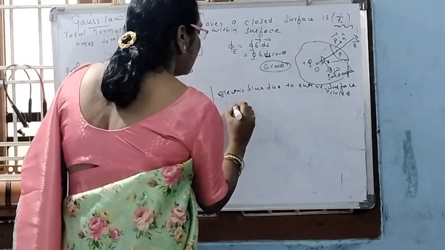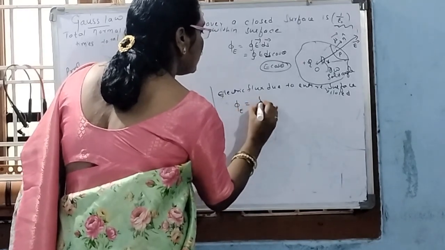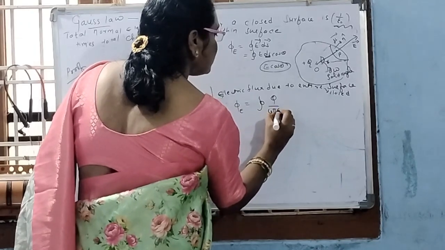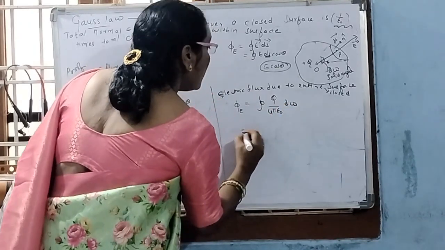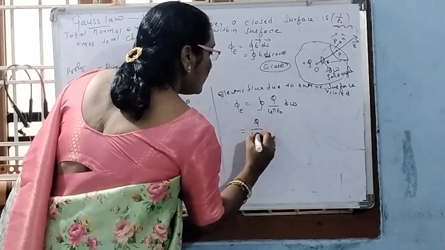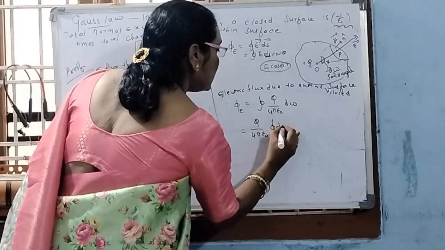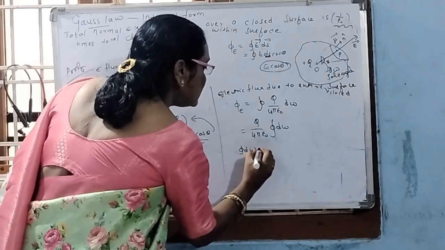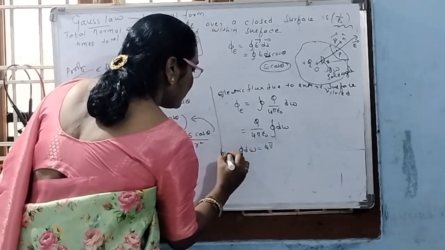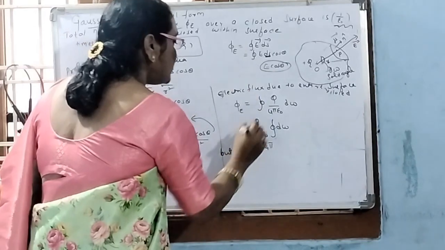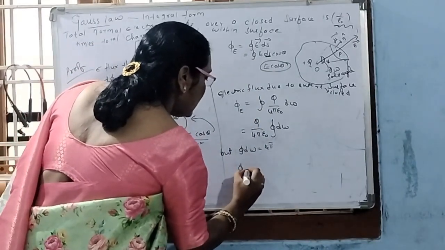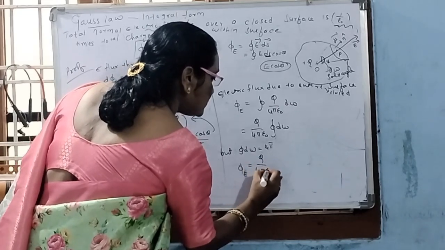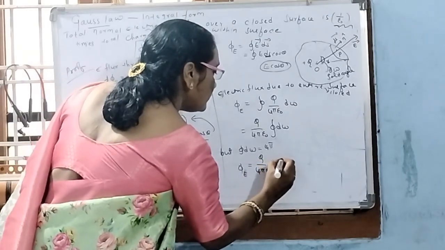So we have to integrate. Phi e is equal to the integration over the closed surface of q by 4 pi epsilon naught d omega, or we write it as q by 4 pi epsilon naught integral d omega. And the value of integral d omega is equal to 4 pi. Now substituting the value, phi e is equal to q by 4 pi epsilon naught into 4 pi.